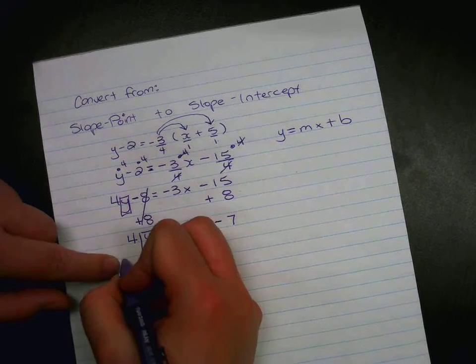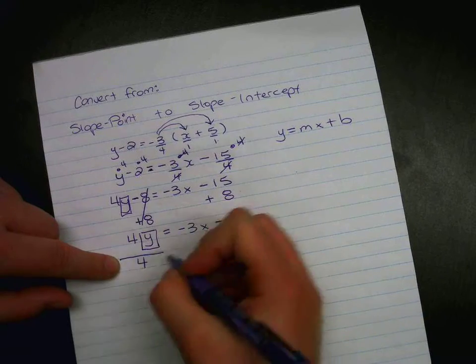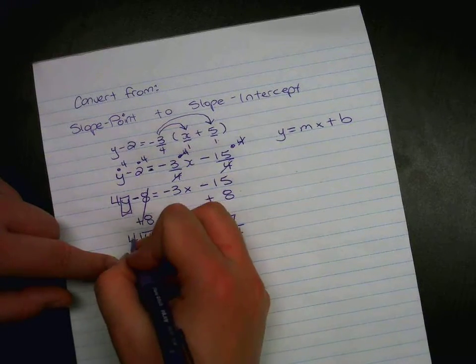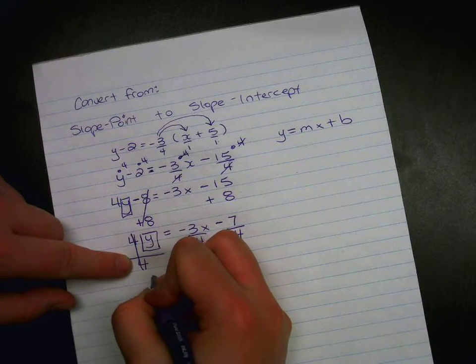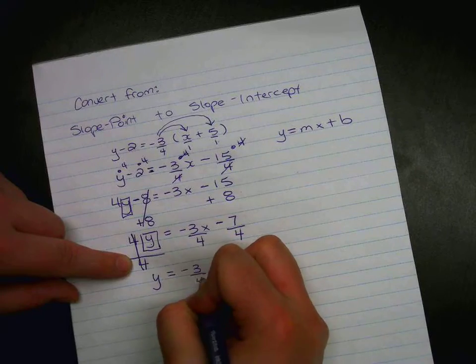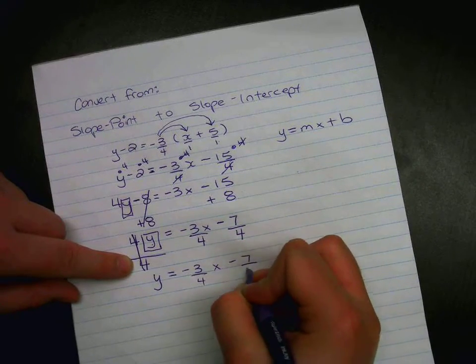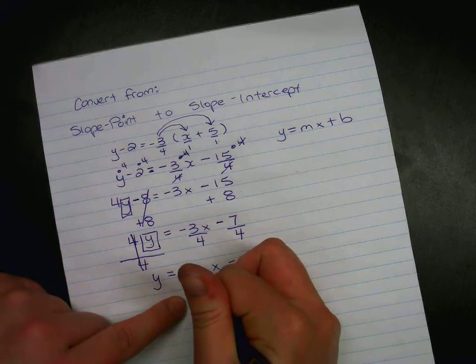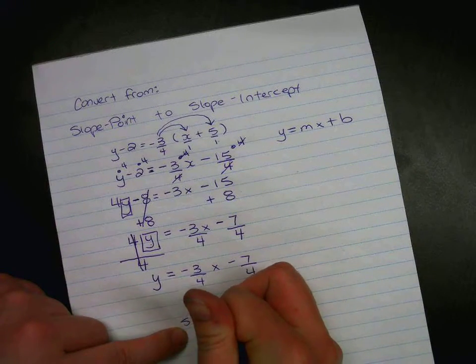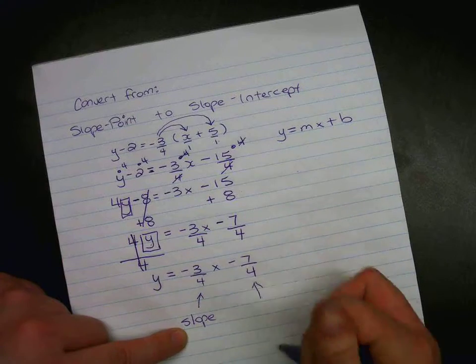4 and y are multiplying, so the opposite is to divide by 4, and I must divide both parts of the other side by 4. 4 divided by 4 is just 1y, and that equals negative 3 over 4x minus 7 over 4. Our slope is negative 3 over 4, and our y-intercept is negative 7 over 4.